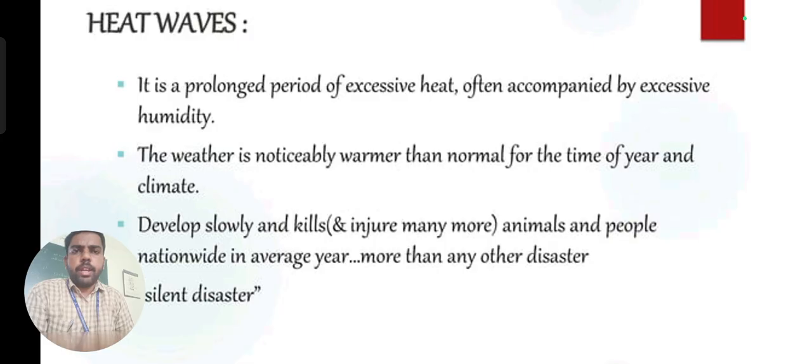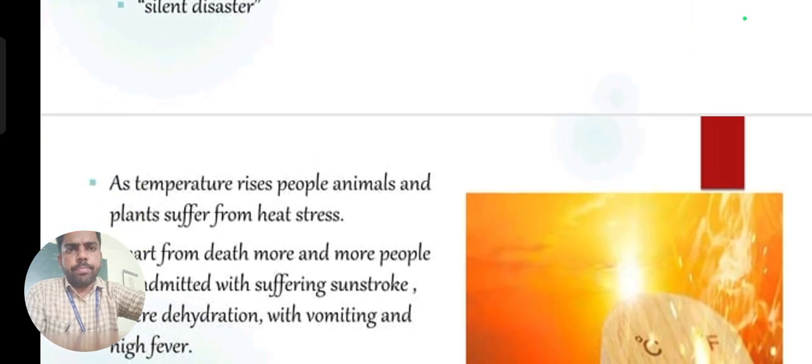Compared to the winter season, in the summer season temperature and humidity are very high. Heat develops slowly and kills animals, and people should maintain proper humidity. This type of heat wave should be managed.